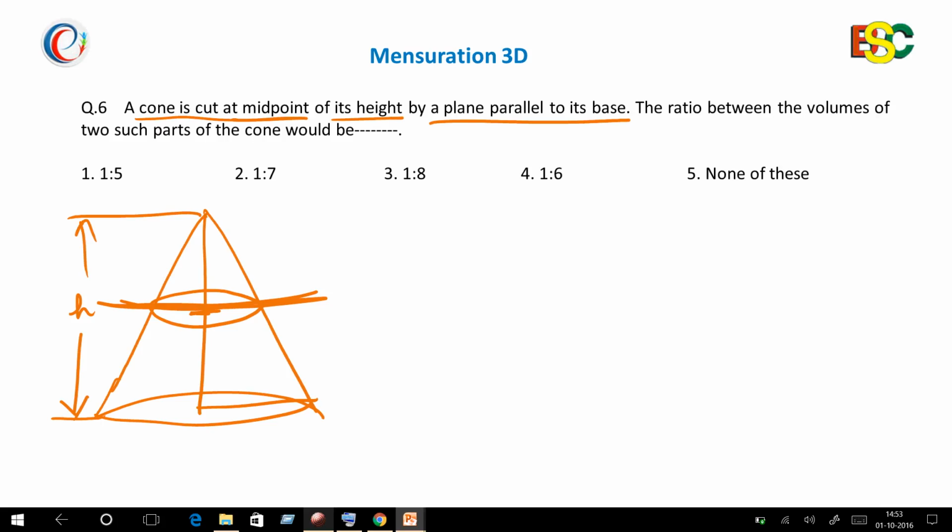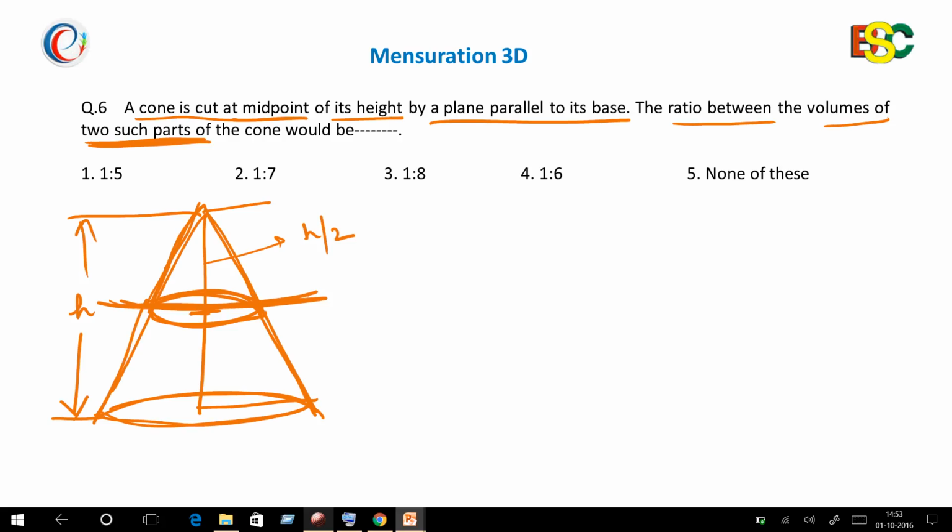Okay. Now, since it is cut at the midpoint of the height, the height of the smaller cone becomes h by 2. Now, when a bigger cone is cut by a plane parallel to its base, we'll obtain two parts, that is the smaller cone, this, and a frustum. This is the frustum. Now you have to find the ratio between the volumes of the two such parts. It means you have to find the ratio of the volumes of the smaller cone and the frustum.